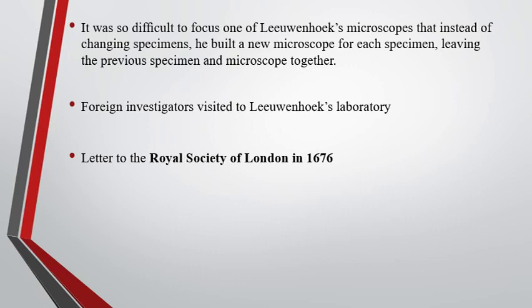So when foreign investigators came to Leeuwenhoek's laboratory to look through his microscope, he made them keep their hands behind their backs to prevent them from touching the focusing apparatus. After that, Leeuwenhoek described his first observation in a letter that he sent to the Royal Society of London in 1676, in which he mentioned that he observed bacteria and protozoa in water.